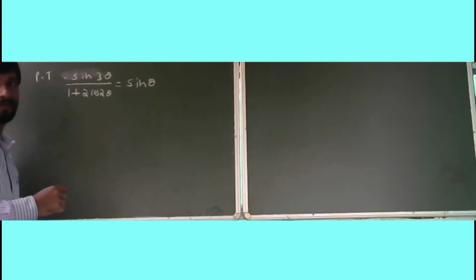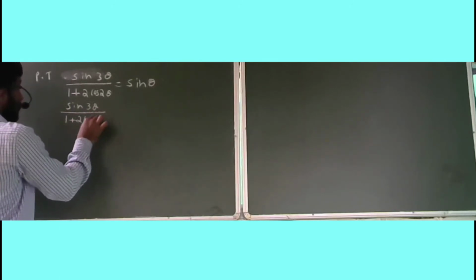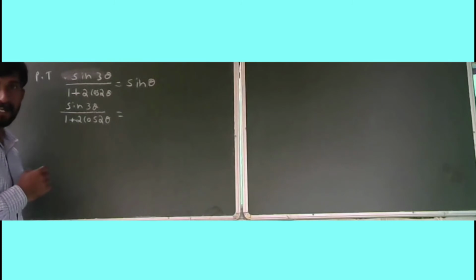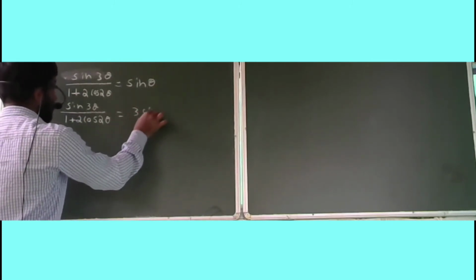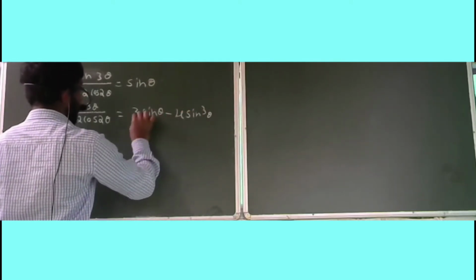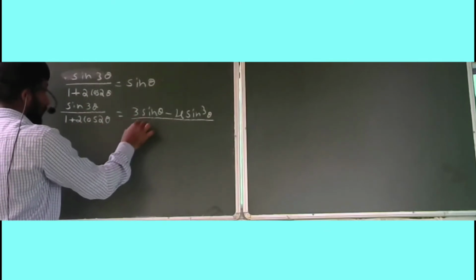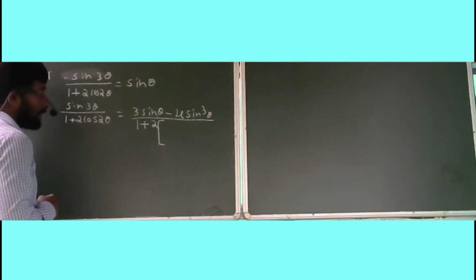Prove that sin 3 theta divided by 1 plus 2 cos 2 theta is equal to sin theta. Okay. Consider the LHS. Sin 3 theta divided by 1 plus 2 cos 2 theta is there. Apply sin 3 theta formula. Sin 3 theta is 3 sin theta minus 4 sin cube theta divided by, keeping 1 as 1 plus, keeping 2 outside, cos 2 theta.